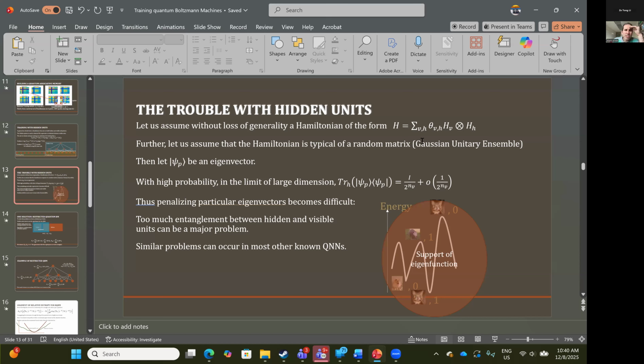So I'll go ahead and ask another question. Regarding your analysis of the Barren Plateau, what were the assumptions that you made on the Hamiltonian? Can you remind me of that? There are many different interactions you can assume, and we've seen a lot about the restricted Boltzmann machine. Does your analysis apply to restricted QBMs?